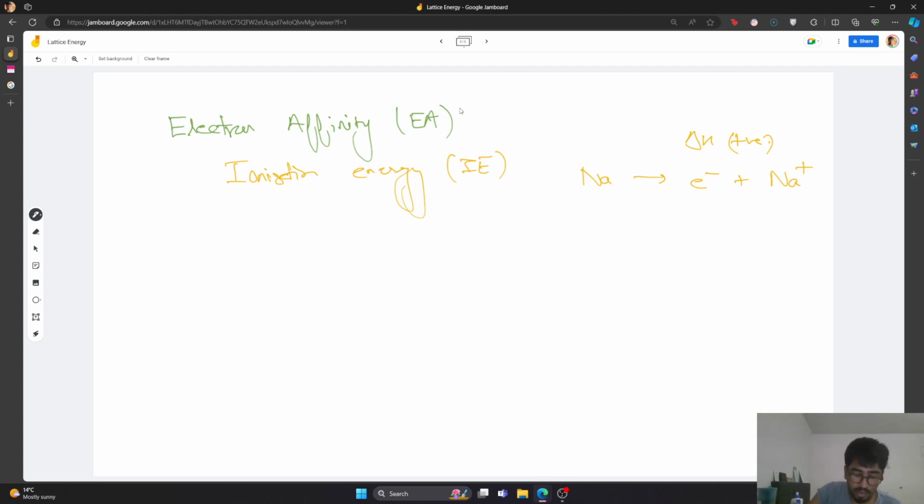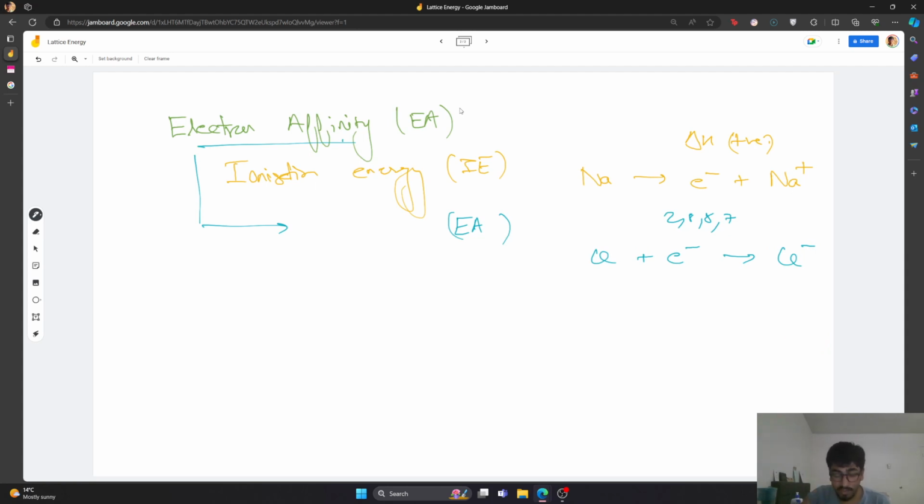So ionization energy is the opposite of this. Sorry, electron affinity is the opposite of this. In electron affinity, instead of removing electrons, I'm adding electrons, right? You don't add electrons to Na, of course. You add them to something like chlorine, which always wants one more electron. Now it has one extra electron, so it becomes chlorine minus.